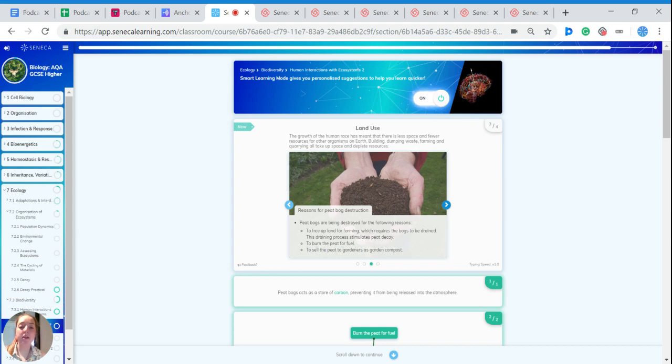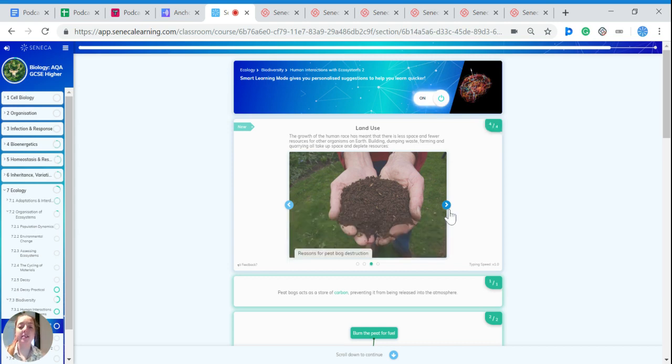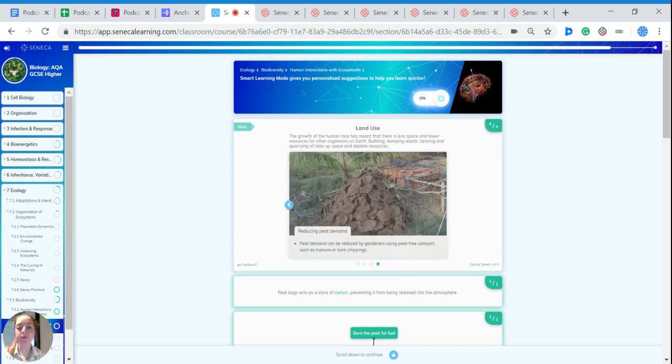Peat bogs are being destroyed for a few reasons. So one of these is to free up land for farming, which requires the bogs to be drained. This draining process stimulates peat decay. They also want to burn the peat for fuel or to sell it to gardeners as a garden compost.